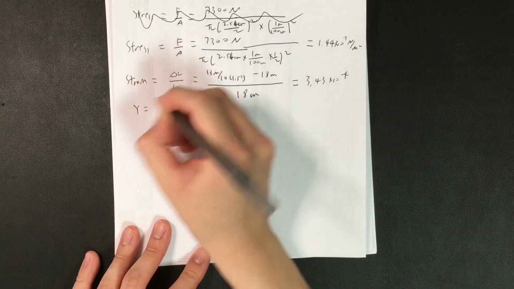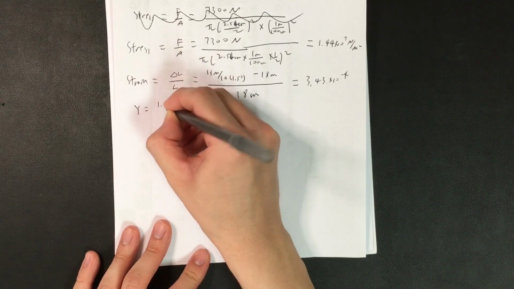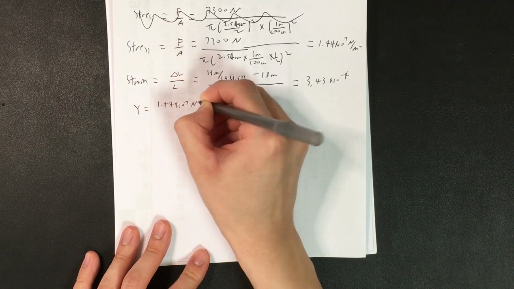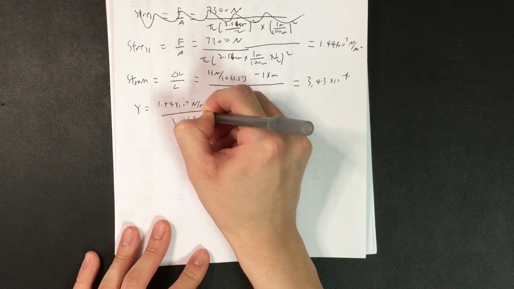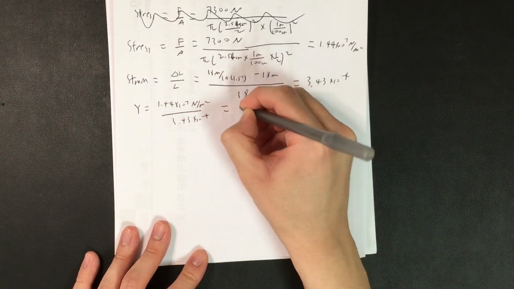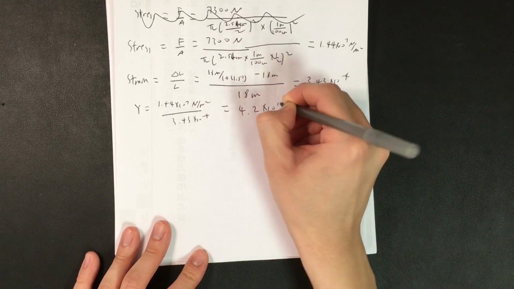Therefore, Young's modulus is simply 1.44 times 10 to the 7 Newton over meter squared over 3.43 times 10 to the negative 4, which equals 4.2 times 10 to the 10 Newton per meter squared.